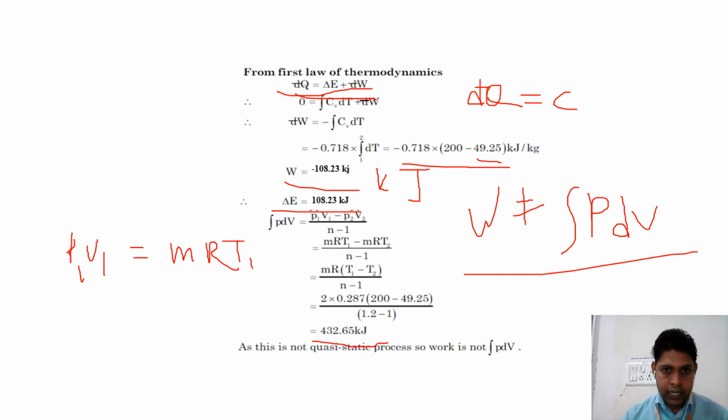Then dW and PdV are different. This is only true if the process is a quasi-static process, then we can write PdV is equal to W. Okay, so thank you.